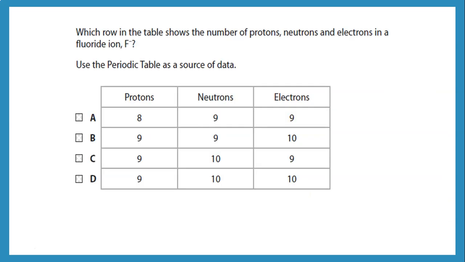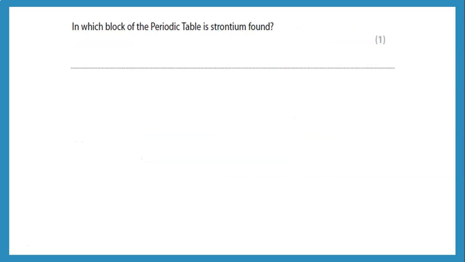Which row in the table shows the number of protons, neutrons, and electrons in a fluoride ion? That's easy. Fluorine has atomic number 9. That means it has 9 protons. So A is wrong. Now, how many neutrons? 19 minus 9 is 10. So my answer is C or D. Now, we're talking about the fluoride ion. That means fluorine with an extra electron. So instead of having 9, it has 10 electrons. So that's our answer.